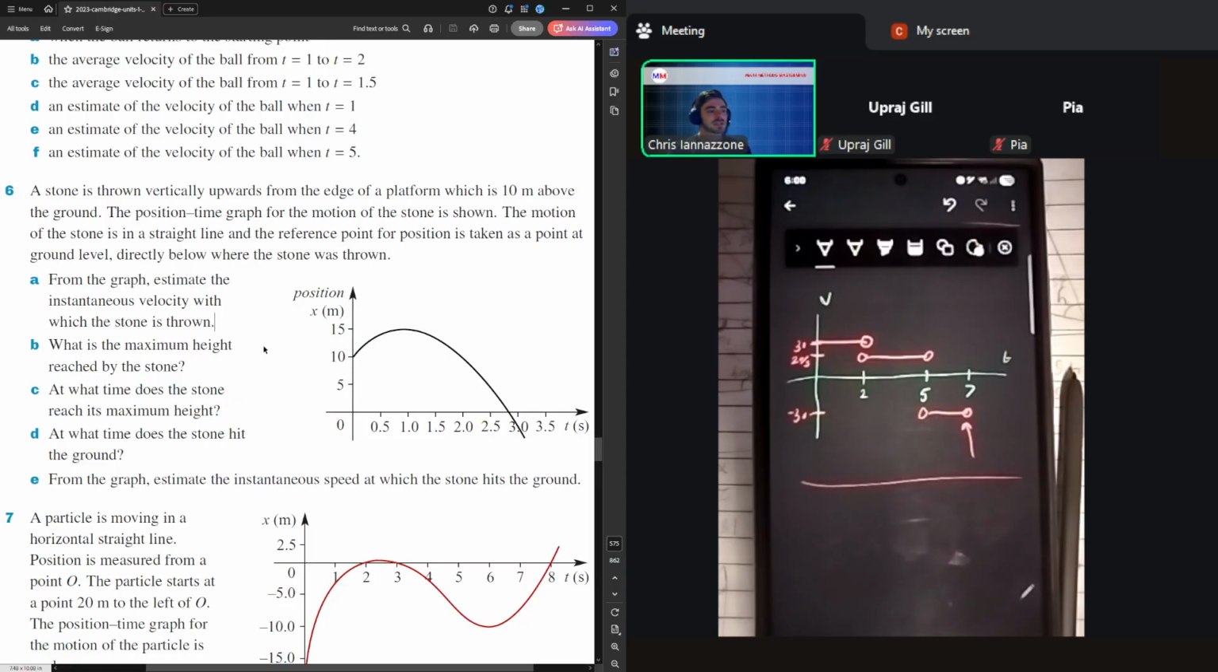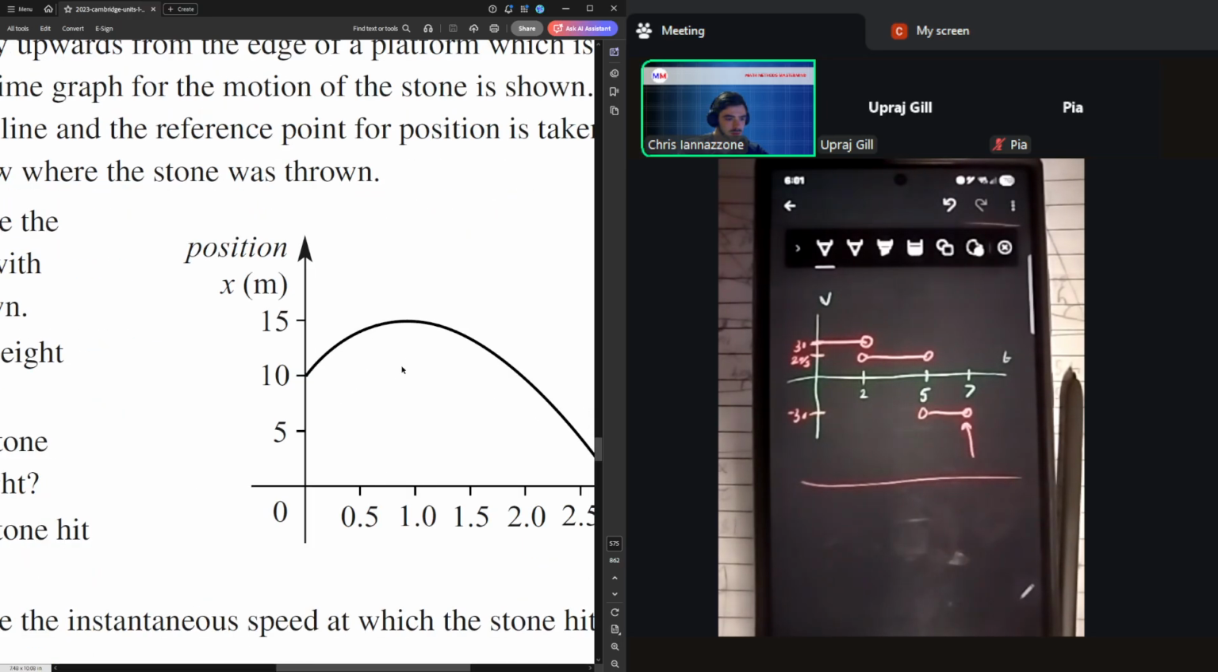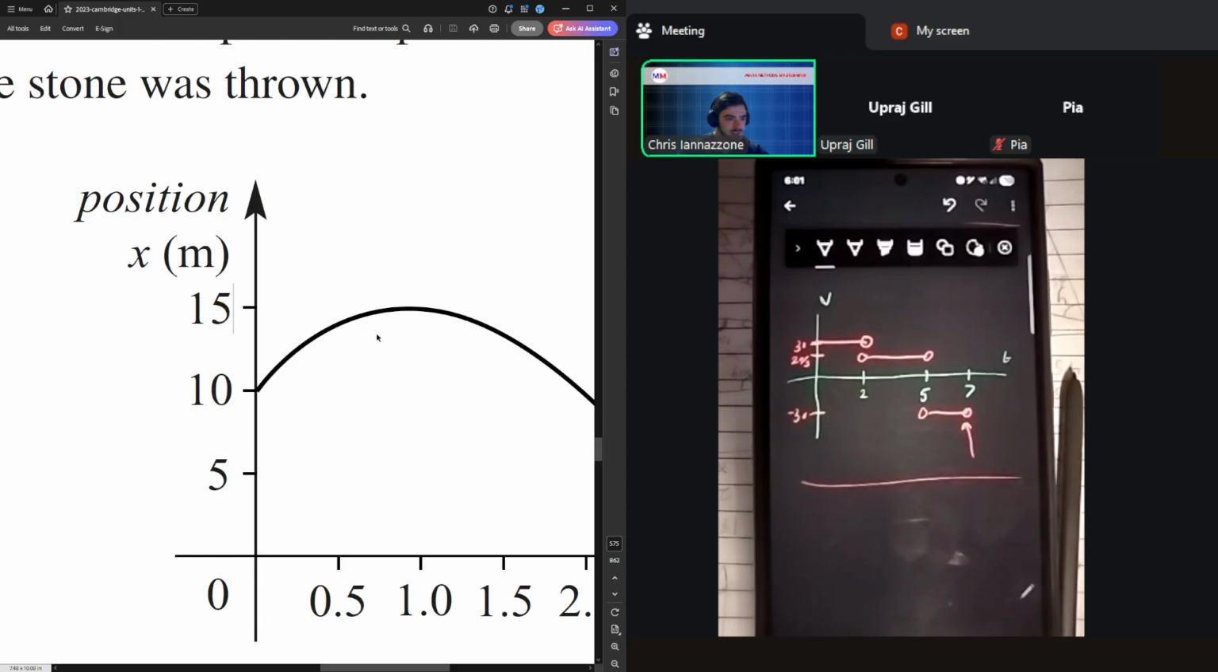So instantaneous velocity being velocity at a specific time value. Obviously, we have a position graph, so we can't just read it directly off. If you were to try to estimate it, Chris, I know it's an estimation question, but is it possible that we can sort of figure out the equation of the graph by looking at it? Yeah, can we? You have the point (0, 10), you have the point (1, 15).